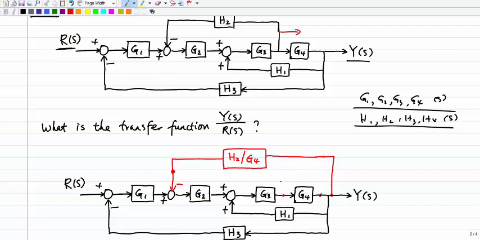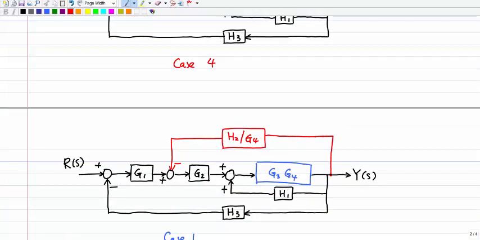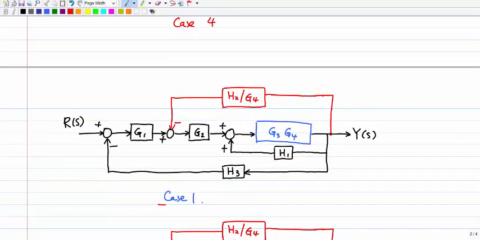The reason I'm doing that is because I want to move the pickup point so that I can consider that as a cascade. So the next step is to do the cascade of these two, g3 and g4. Cascade means I can put them together, g3 times g4. So this is case 1, cascade. This is pretty straightforward.